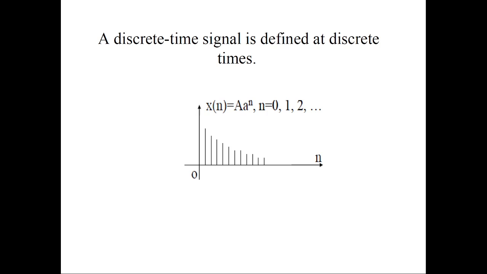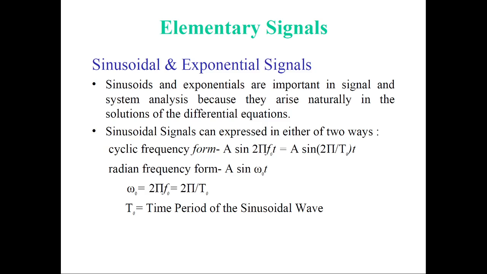We started with the sinusoidal signal. We know that a sinusoidal signal is defined as A sine 2 pi f0 t. Here A is nothing but my amplitude, then 2 pi means it is periodic with 2 pi, and f0 is my fundamental frequency. If I replace f0 by 1 over T0, since t and f are inverse, then I can write A sine 2 pi t by T0.